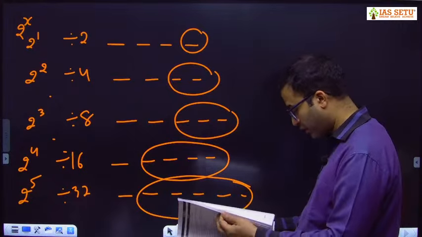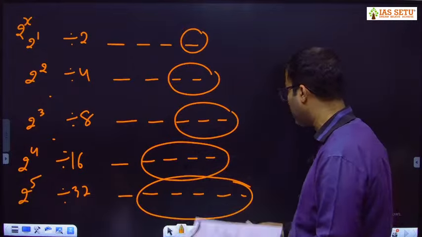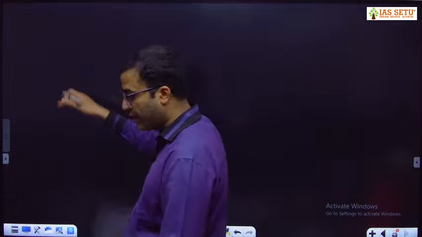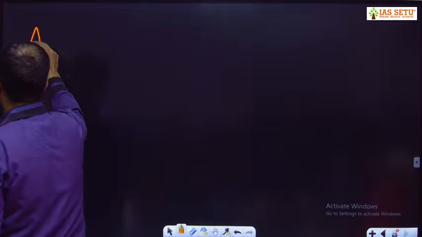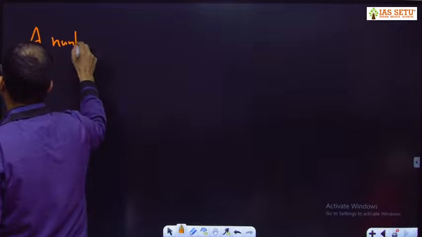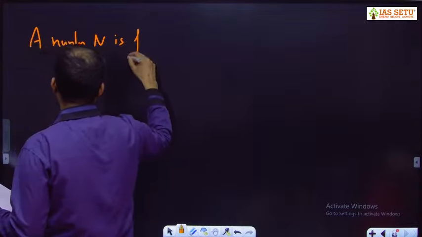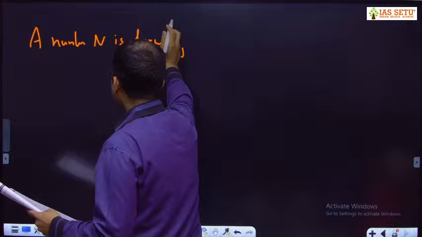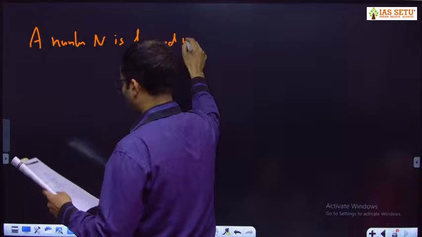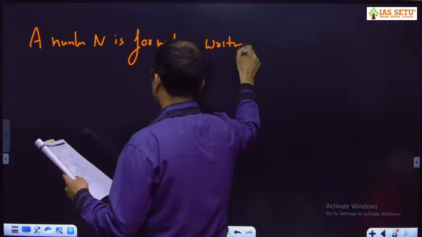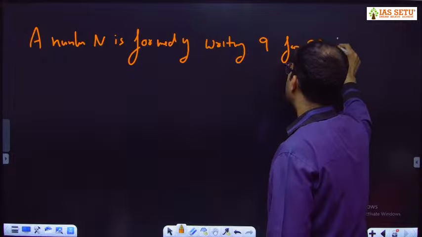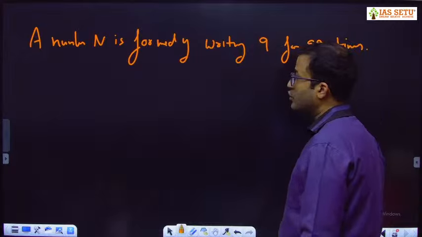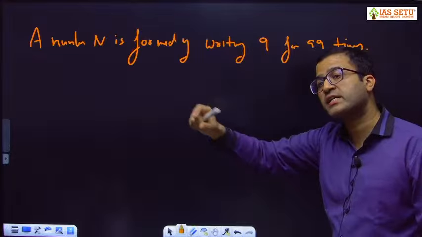Not in your booklet. मैं सिर्फ लैंग्वेज ले रहा हूं क्वेश्चन की. So I write the question for you on the board. A number n is formed by writing 9 for 99 times. So it means that the number we have is 999, 99 times.